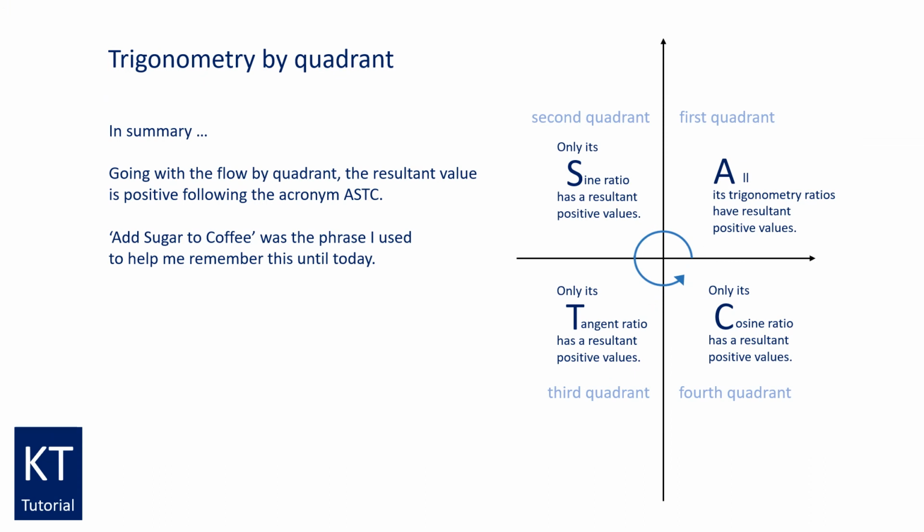In summary, and in going with the flow by quadrant, the resultant value is positive following the acronym ASTC. This is when all trigonometric ratios have resultant positive values in the first quadrant, and only the sine in the second, the tangent in the third, and the cosine in the fourth. Add sugar to coffee was the phrase I used to help me remember this until today.